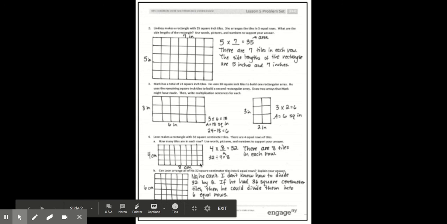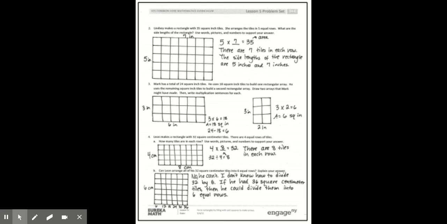Now you might know that 4 times 8 is 32, so you know you're going to need to make your length 8. If you know division, 32 divided by 4 would be 8. So that's another way to get it, or you could just draw them in to get to 32. So there are 8 tiles in each row.